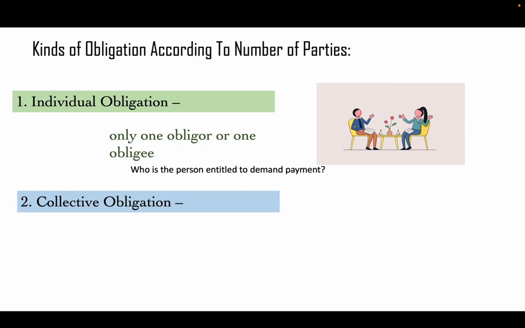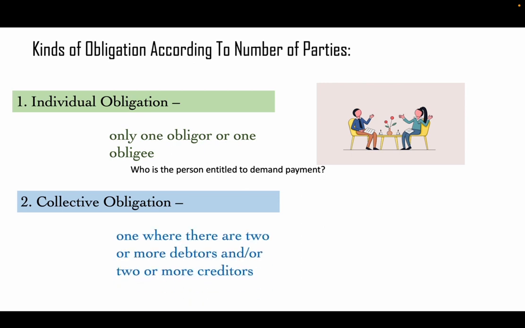What is collective obligation? One where there are two or more debtors, or it can also be two or more creditors.